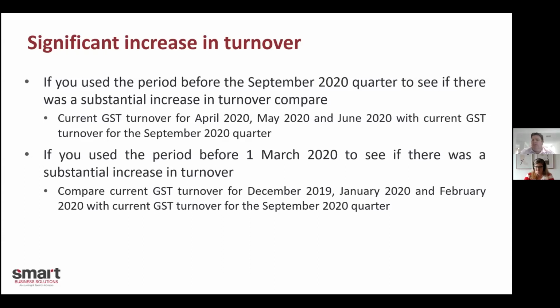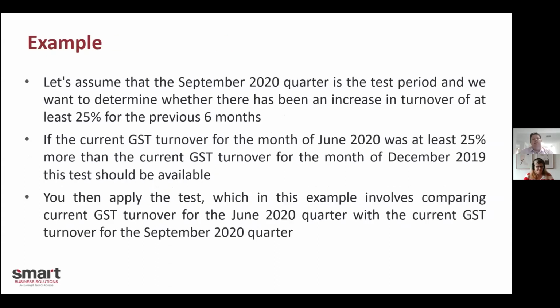I'll just go through an example. Hopefully that is making sense, but I will just go through an example. So let's assume that the September 2020 quarter is the test period, and we want to determine whether there's been an increase in turnover of at least 25% for the previous 6 months. If the current GST turnover for the month of June 2020 was at least 25% more than the current GST turnover for the month of December 2019, then the test should be available.